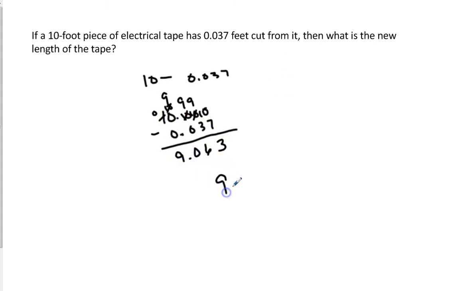So it would be 9.063 feet left over. And if I looked at just estimating, it would be 10 minus 0 is 10. Well, my answer is close to 10. At least I know I have my decimal place in the right spot.